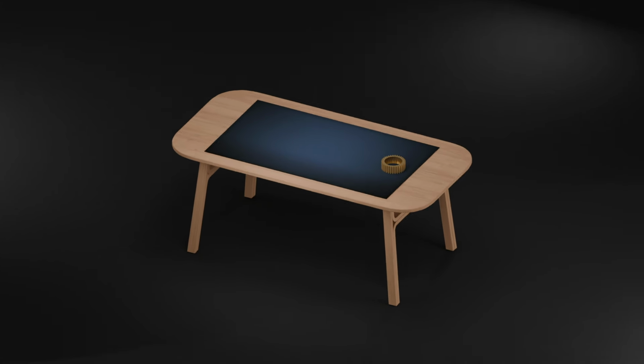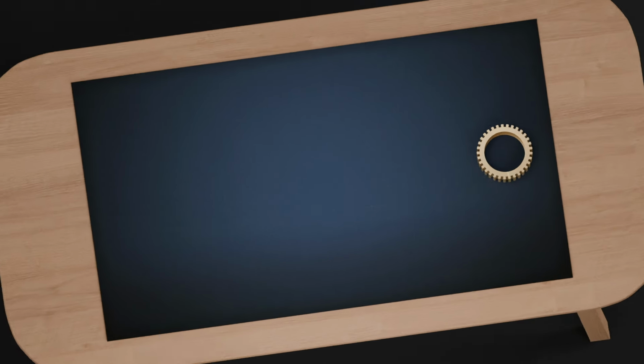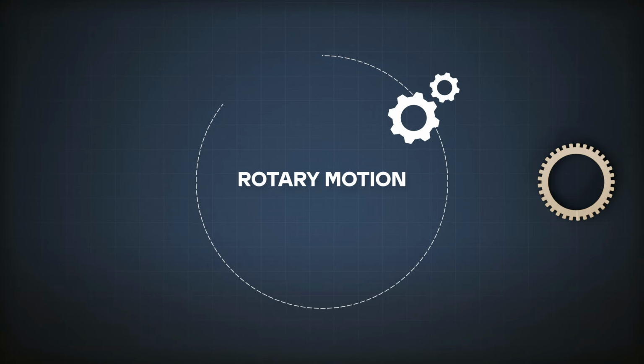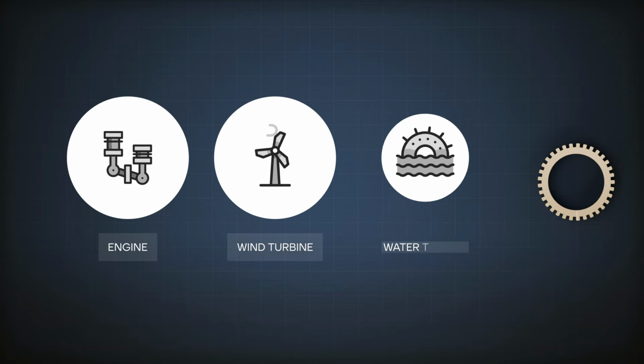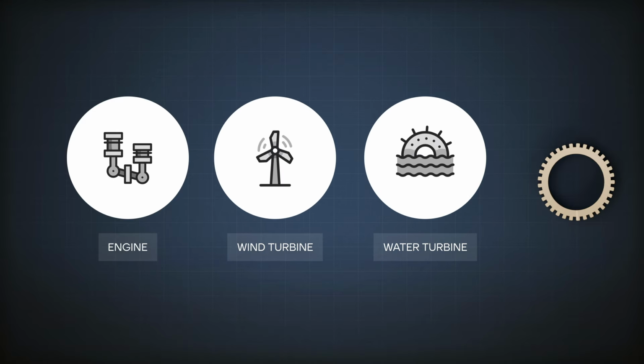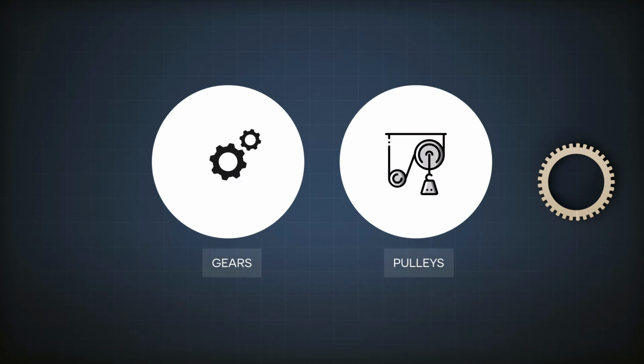The most common type of motion in machines is the rotary motion. Almost any moving machine will have parts that are rotating. Motion is generated by maybe an engine, a wind or a water turbine as a rotational motion. Then the motion gets translated further in the machine using gears or pulleys. All these parts are rotating parts.